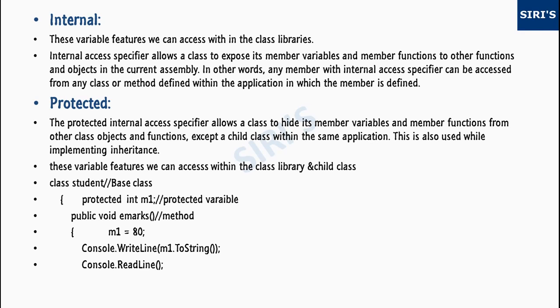Here is an example of how we create a protected internal access specifier. We use the keyword protected here to write the data, and we will declare the output of the variable.